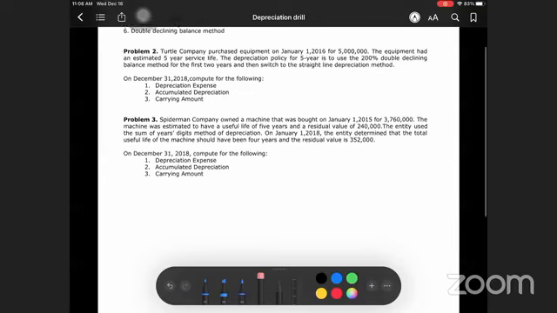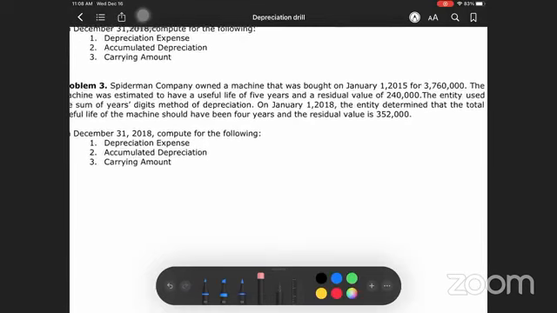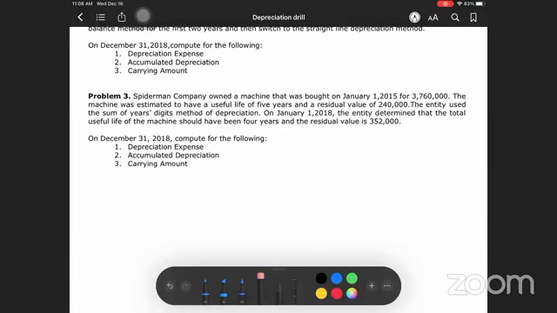Okay, so problem 3, let's read the problem. Spider-Man Company owned a machine that was bought on January 1, 2015 for 3,760,000. The machine was estimated to have a useful life of 5 years and a residual value of 240,000. The entity used the sum of years digits method of depreciation. On January 1, 2018, entity determined that the total useful life of the machine should have been 4 years and the residual value is 352,000.